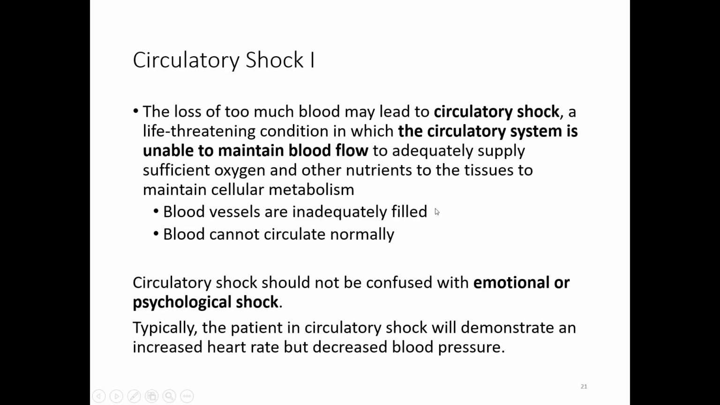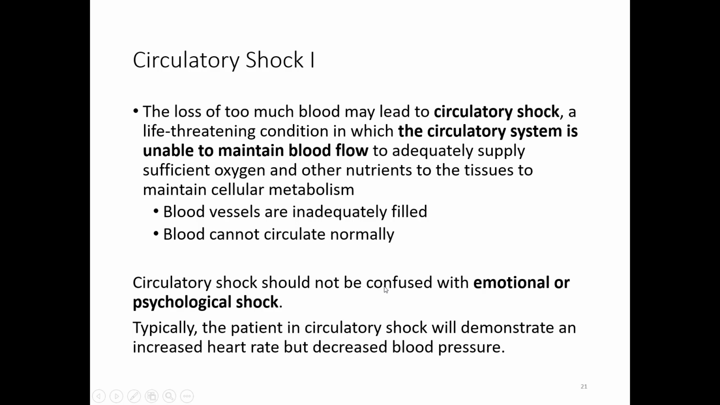When blood loss is more than 20% of the total volume of blood, it is very dangerous and it may lead to circulatory shock, which is a life-threatening condition. Your circulatory system cannot maintain blood flow, cannot deliver enough blood to the tissues, and the brain especially will suffer first. Blood vessels are not adequately filled and blood cannot circulate normally.